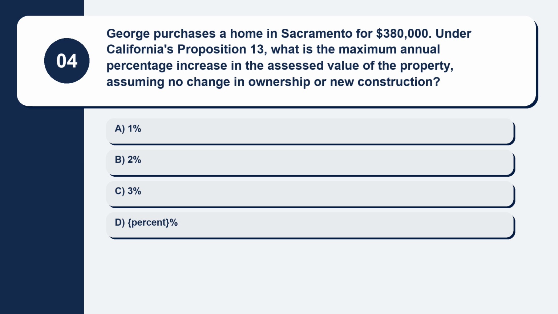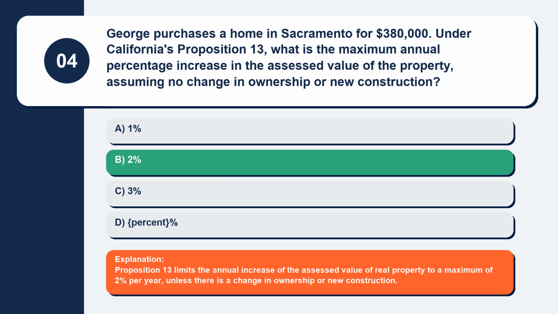Question 4. George purchases a home in Sacramento for $380,000. Under California's Proposition 13, what is the maximum annual percentage increase in the assessed value of the property, assuming no change in ownership or new construction? Here are your options. Option A, 1%. Option B, 2%. Option C, 3%. Option D, percent. The correct answer is option B, 2%.